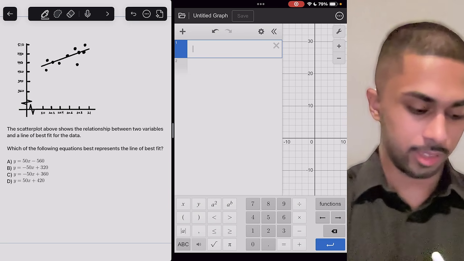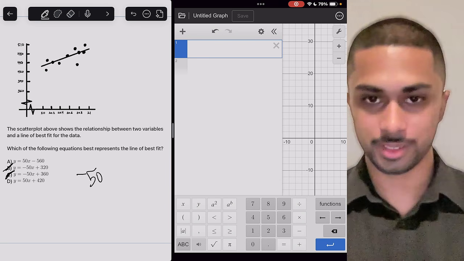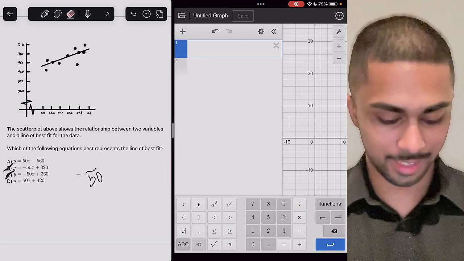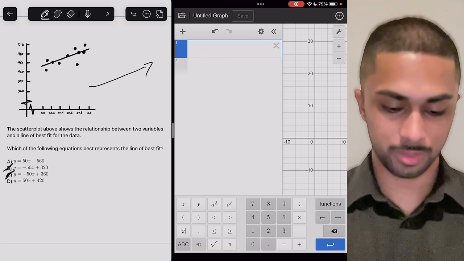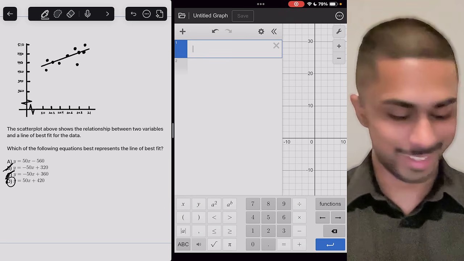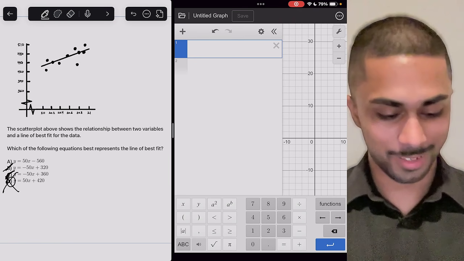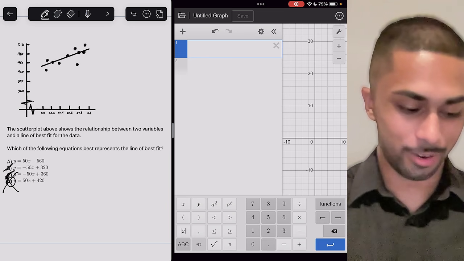What we can do is we can eliminate B and C immediately, because negative 50, right? It's not a negative slope, it's a positive slope. And if you pick D, you would be wrong. Why? You would be wrong because of this.